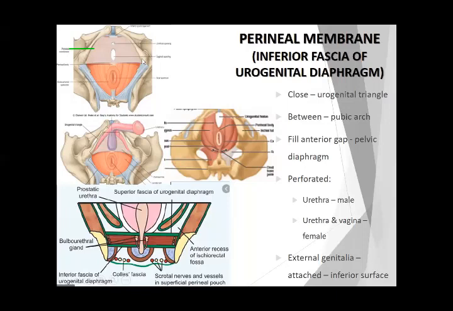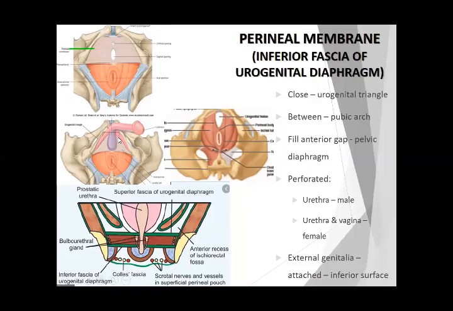The perineal membrane is attached on either side to the ischiopubic rami. And I just told you that it is perforated by the vagina in the females and the urethra in the males. This space is perforated by the vagina in the females here and the urethra in the males. In the males, it is only the urethra.